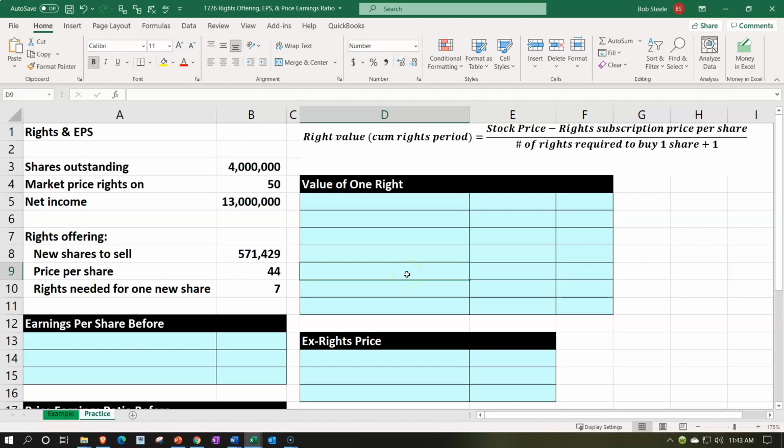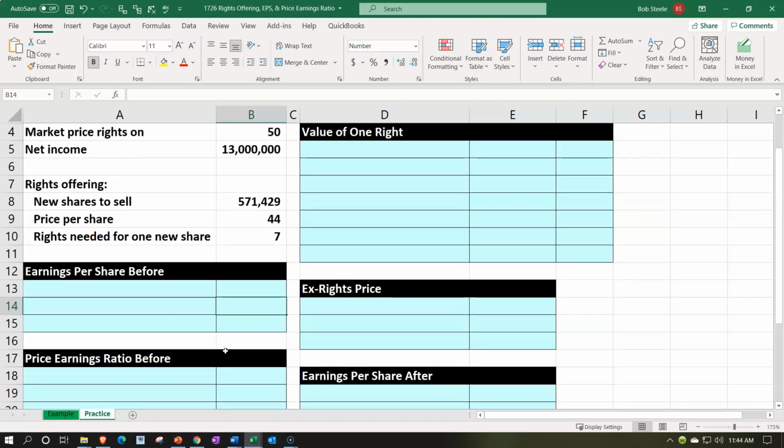Here we are in our Excel worksheet. If you have access to the Excel worksheet and would like to follow along, note that we're in the practice tab as opposed to the example tab, the example tab, in essence, being an answer key. Information on the left-hand side, you're going to populate in the blue area on the right and on down below. We've got a rights offering once again. This time our focus is on the change to the calculations of the earnings per share and the price earnings ratio.